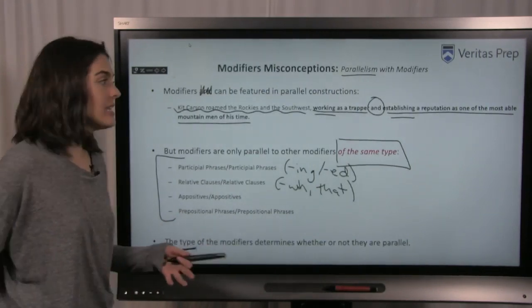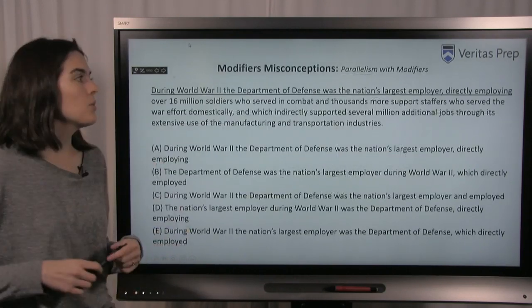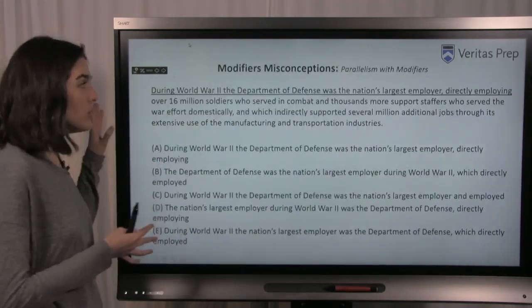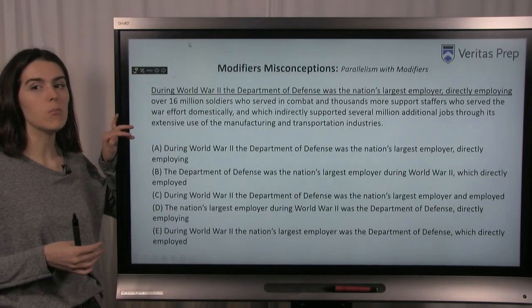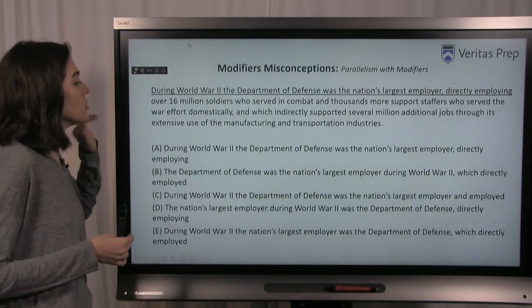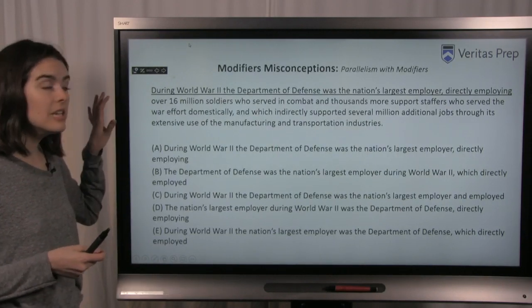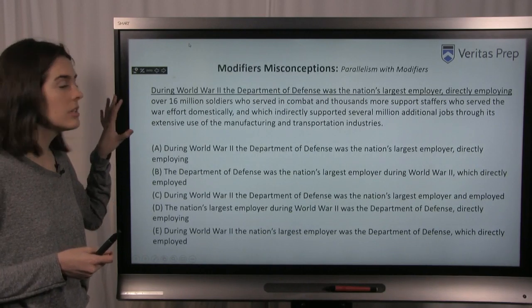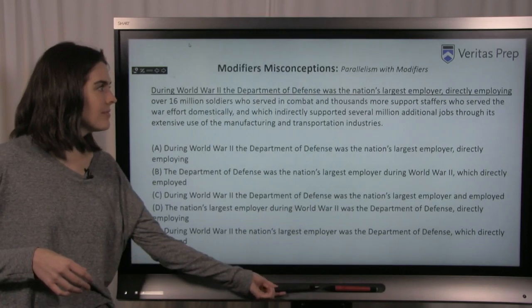So let's go ahead and take a look at an example question where we're looking at parallelism with modifiers. Now this is a gross question. This is a difficult one. Look how long this is. Blech. Right? So we're gonna go ahead and give this a shot. Go ahead and take 2 minutes. If we need more time, we can take a little bit more than that. 2 minutes, think parallelism. Good luck.